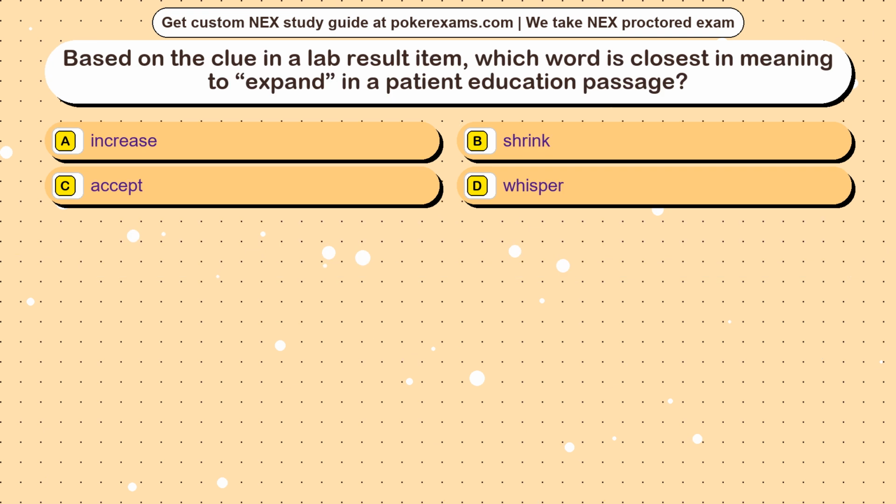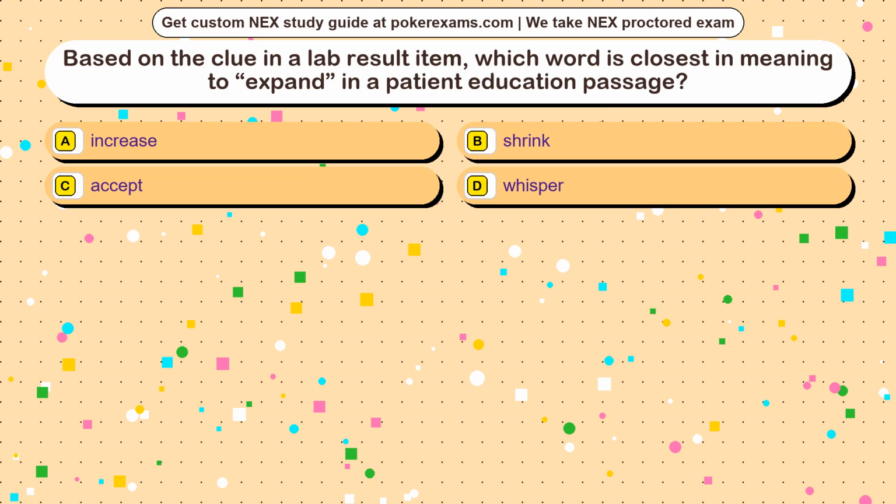Question 17. Based on the clue in a lab result item, which word is closest in meaning to expand in a patient education passage? Option A. Increase. Option B. Shrink. Option C. Accept. Option D. Whisper.